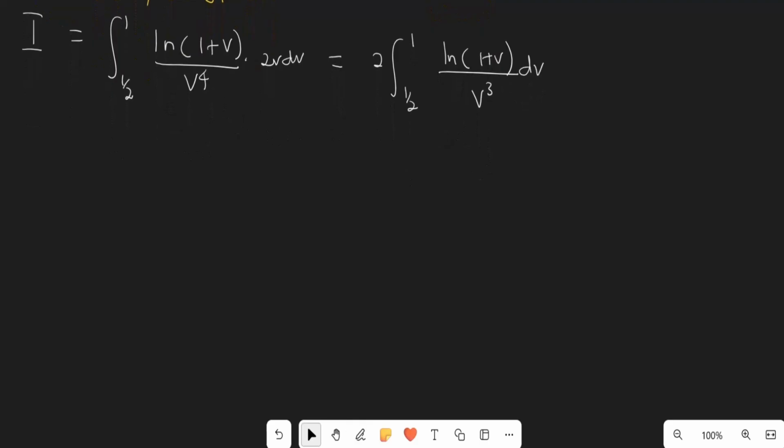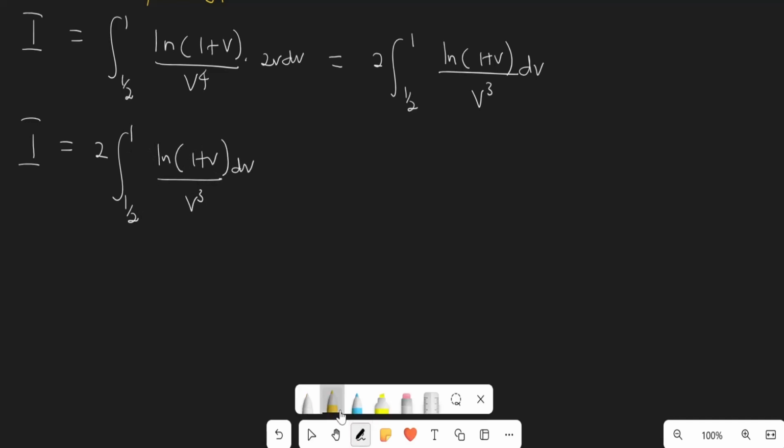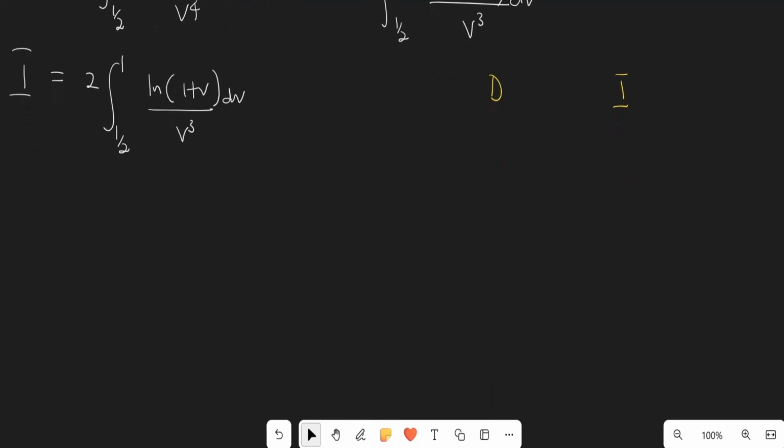Alright, so here I'm now at the point of doing integration by parts. So we have 1/2 to 1 of the ln of 1 plus v, divided by v to the power 3 dv. Cool. Now let's do integration by parts. D for differentiation, I for integration. So I am going to differentiate the ln of 1 plus v because we can integrate that. So that is what we will differentiate, and we are going to integrate 1 over v to the power 3. This is plus, next one is minus. Differentiating this is 1 over 1 plus v.